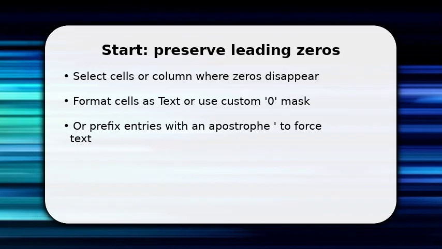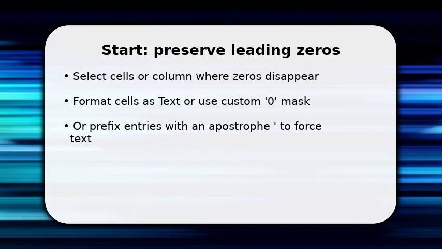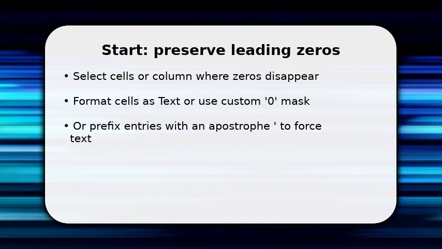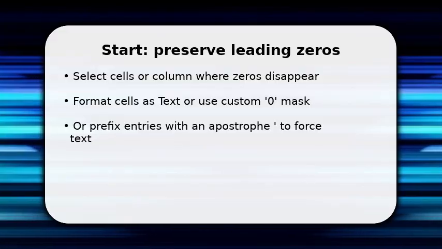If you are entering data manually, start with an apostrophe before the value so Excel treats it as text. Once done, new entries retain zeros. This prevents Excel's automatic numeric coercion and preserves data integrity for codes and IDs.